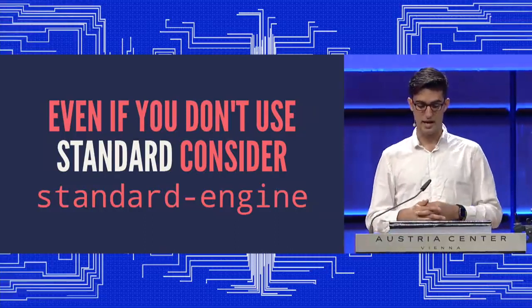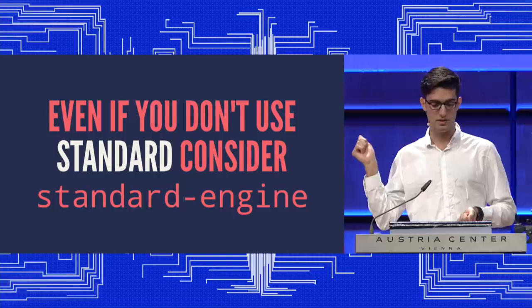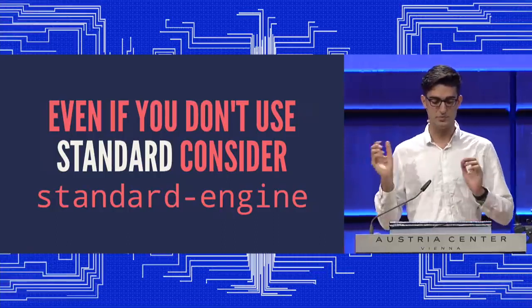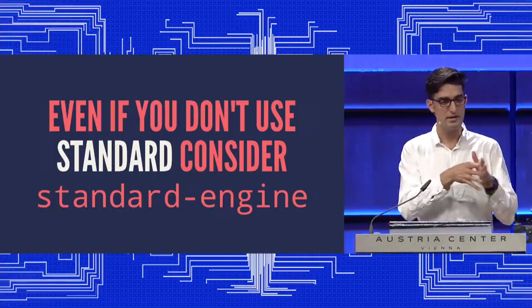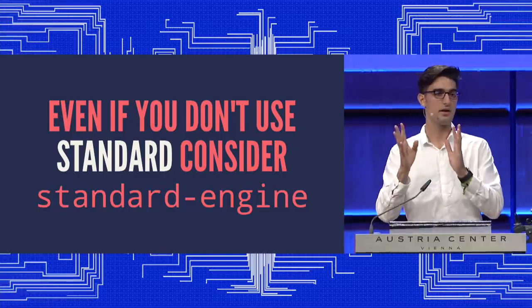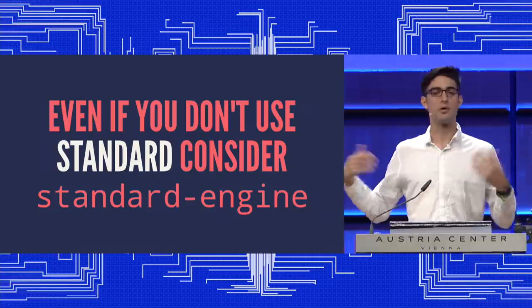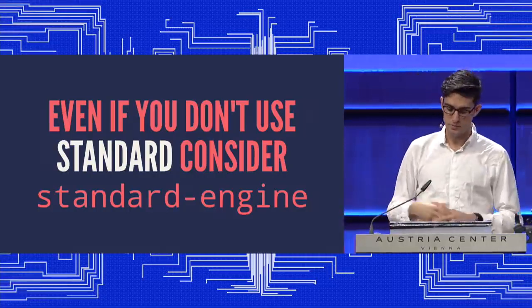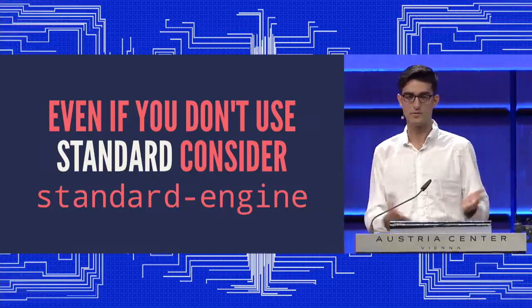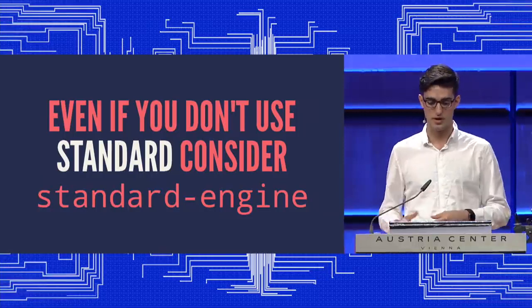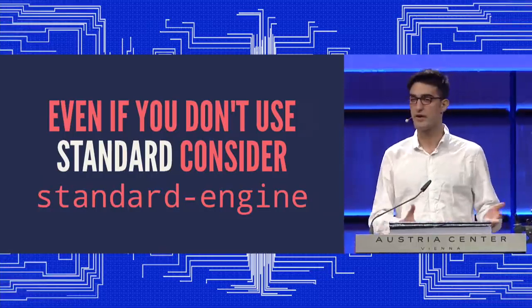Standard actually has a dependency called Standard Engine. This basically just lets you point to your rule set and then expose a binary, like a command line program that you can just run. And so you can actually create your own standard if you really want to. If that's what you need to do to satisfy your team, that's fine.